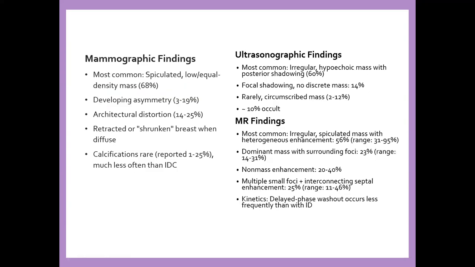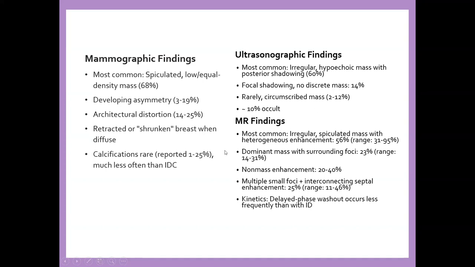Mammography findings: most common is a spiculated low equivocal density, developing asymmetry, architectural distortion. They have that retracted or shrunken breast when diffuse, and calcification is rare. Ultrasound abnormalities: they're an irregular hypoechoic mass with posterior shadowing, focal shadowing, no discrete mass again, rarely a circumscribed mass.